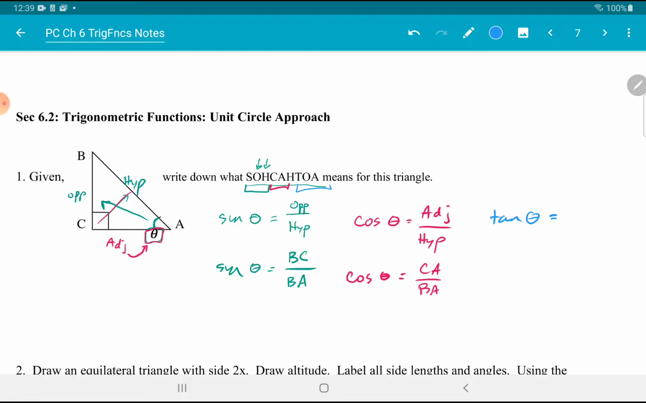And then lastly, we take a look at TOA, which stands for tangent, and tangent of theta represents O over A, which is opposite over adjacent. And if you take a look at the sides of how we labeled them, opposite and adjacent, that would mean that tangent of theta is equal to BC over the adjacent, which is CA, like that.